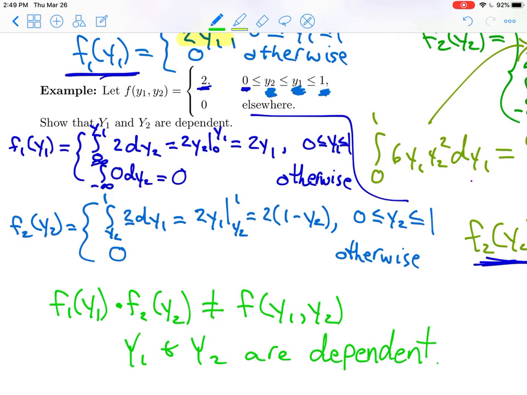Nice. All right, so that's an example where we show that two continuous random variables are dependent by finding their marginal density functions and observing that the product of those density functions is not the same as the joint density function.